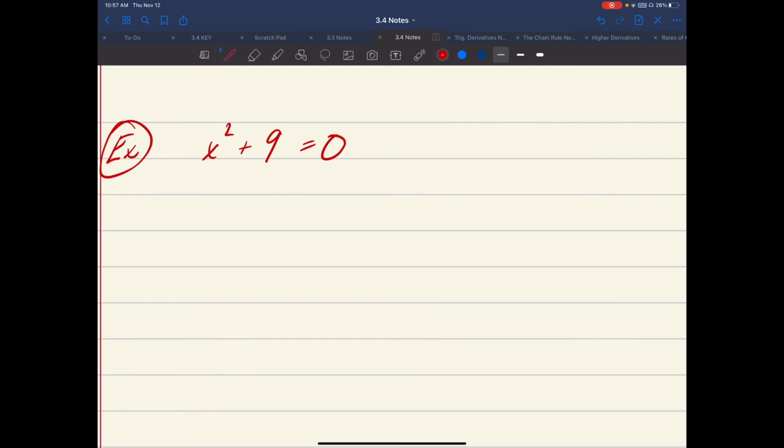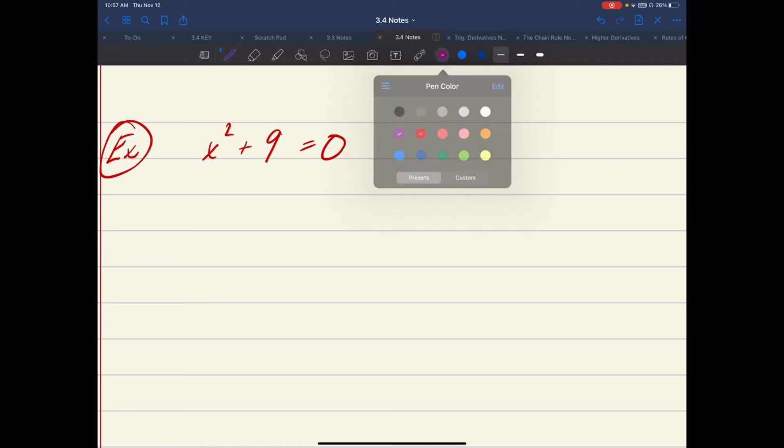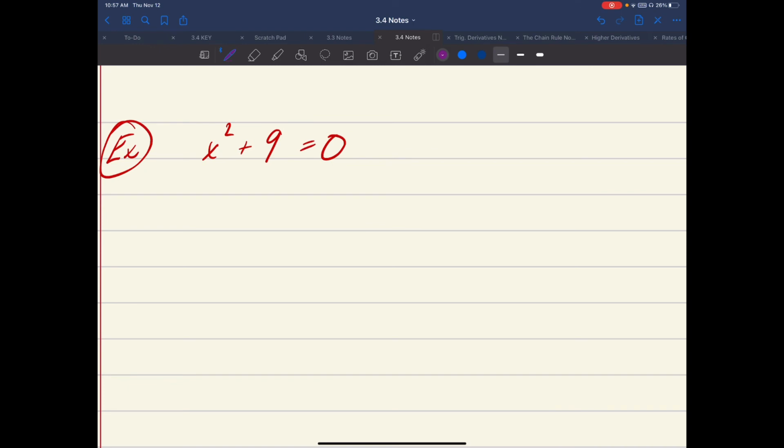Okay, our next example, x squared plus 9. We're going to solve this. So normally, before we really talked about complex numbers, we would say this has no solution. And the real answer is it has no real solution. It does have an imaginary solution. So x squared equals -9. Take the square root. And x equals plus or minus, and root -9 is going to be 3i. And so the solutions to that would be plus or minus 3i.